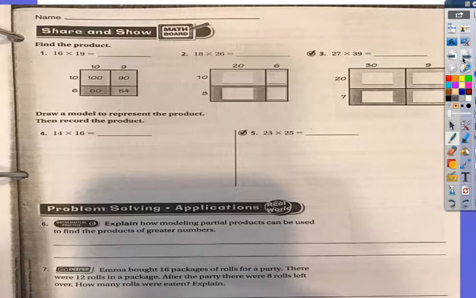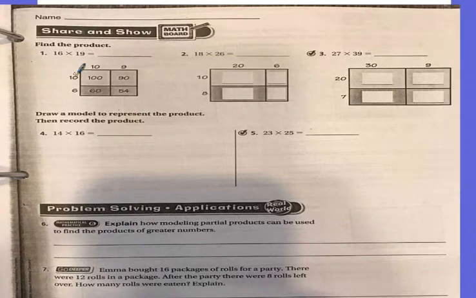They want you to find the product. So they've kind of got some stuff already done for you on this one. Remember, this 10 and the 6 came from right here, 16. 10 plus 6 is 16, and then 10 plus 9 is 19. Okay, so then they went ahead and did the 10 times 10, got 100. The 9 times the 10 is 90. And they went down here, 10 times 6, 60. 9 times 6 is 54.